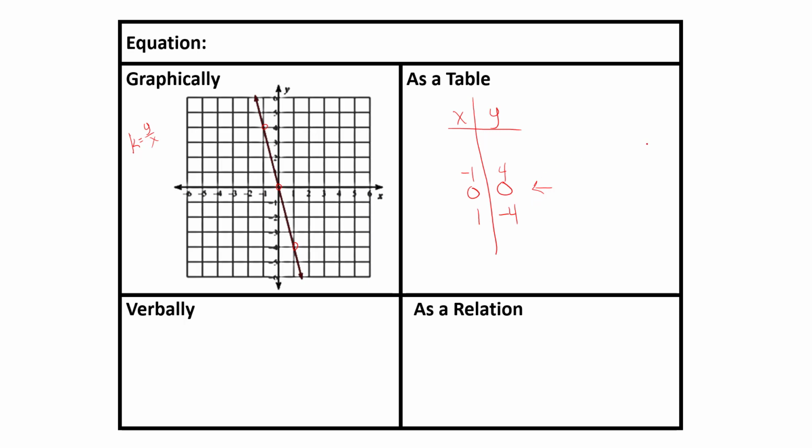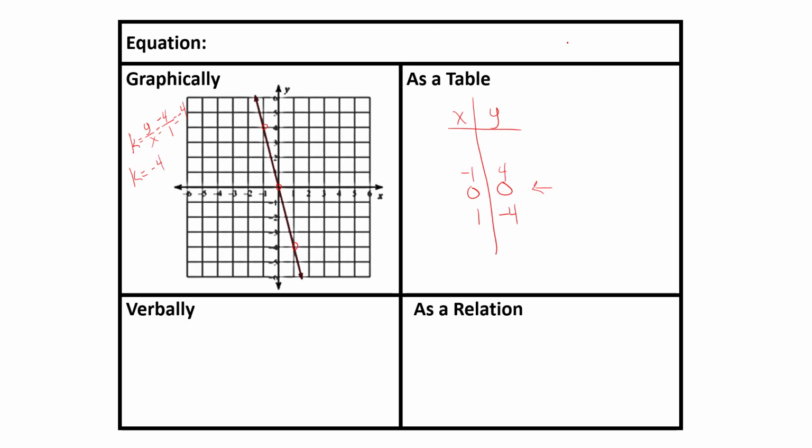Otherwise, I can take any x or any y and put it over its x. So let's take our positive one. We have a -4y over a positive 1. -4 over positive 1 is equal to -4. So we have determined that the k value is equal to -4.